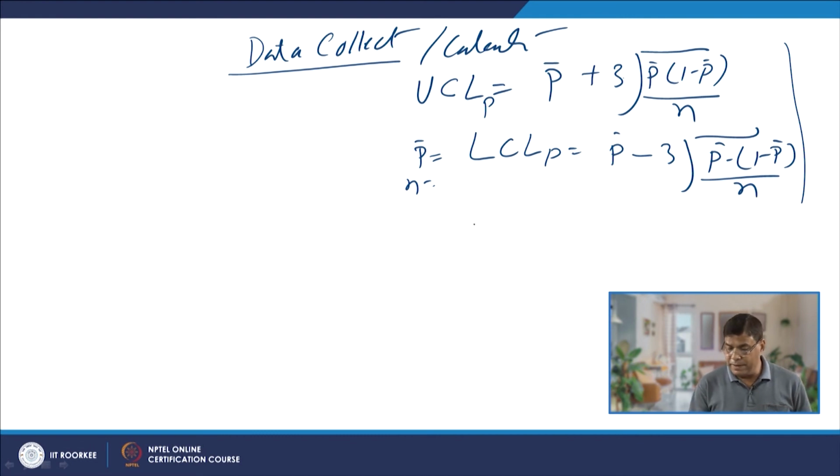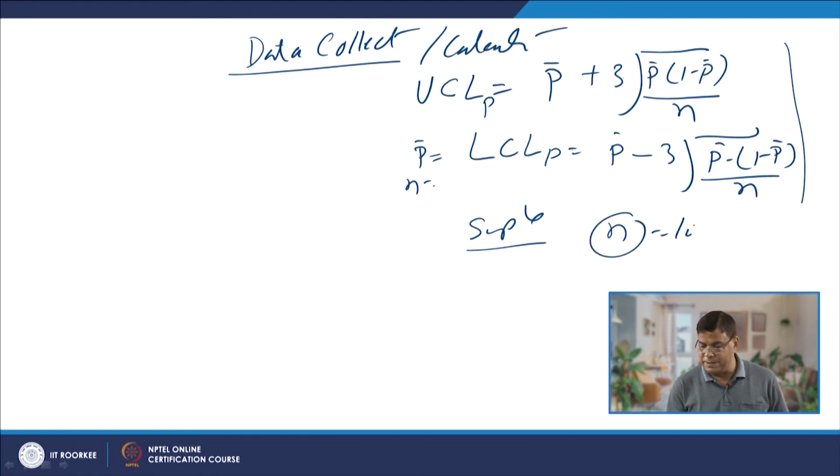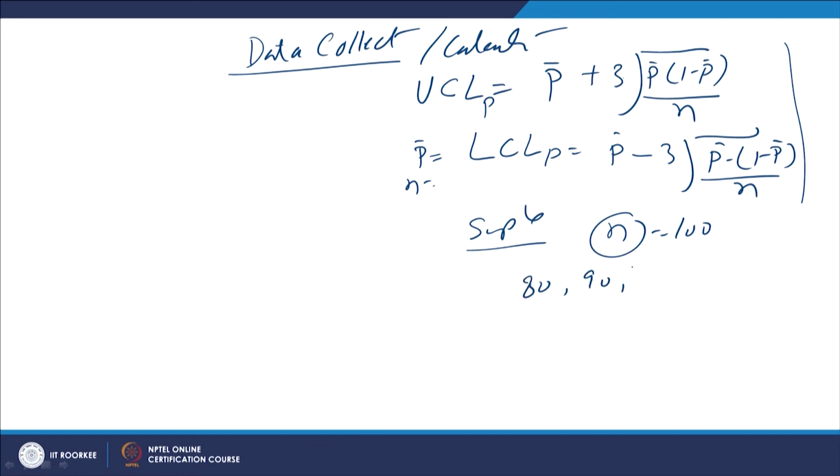If we see that the sample size is constant, then the n value is constant, in this case 100. But if the sample size is fluctuating, say sometimes it is 80, then 90, then 110.